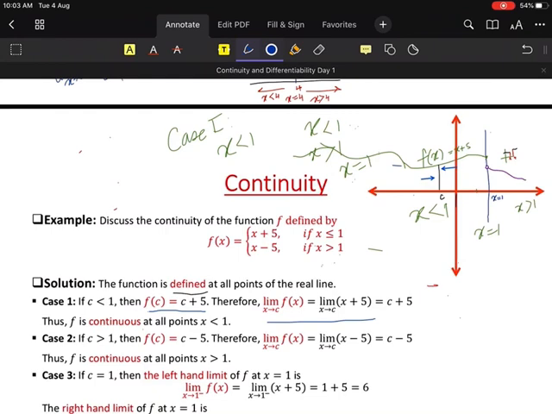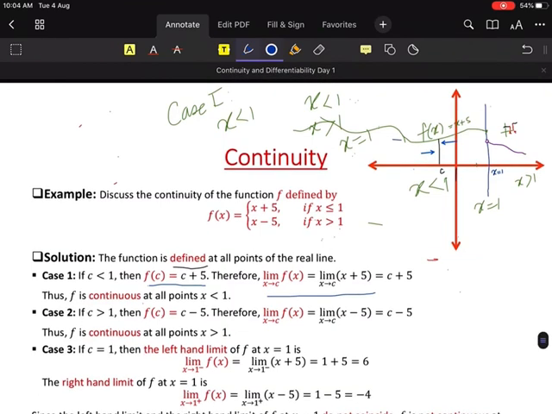So limit x tends to c, x plus 5 is equal to what? In place of x, just put c. So I get c plus 5. And what you see? The value of the function at the point c is equal to the limit of the function at that point c. Yes or no? So then can I say that the function is continuous at all points when x is less than 1? Because I have done it for a general point, we can directly say that the function is continuous at all points x less than 1. Everyone okay? Yes or no?